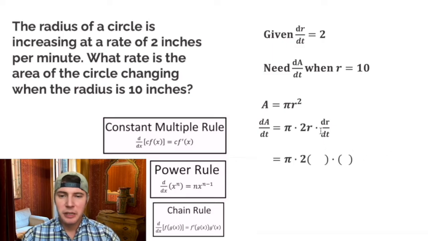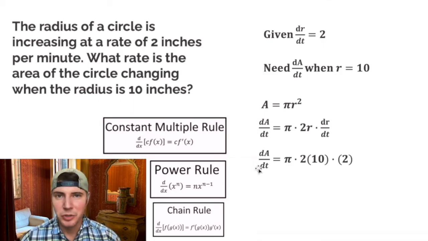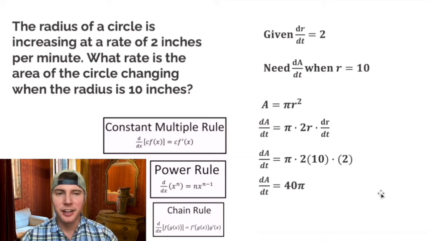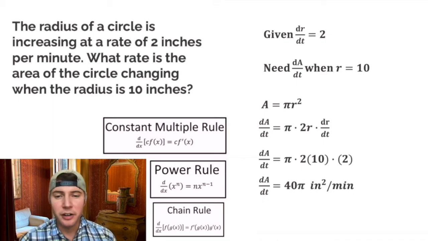Now on the right-hand side, we can plug in 10 for the r and 2 for the dr/dt. And on the left-hand side, we can't plug anything in because this is what we're solving for. To clean this up, 2 times 2 times 10 is 40, and then the pi is still there. To give it a label, this is the change in area over time. So it'll be inches squared for area and minutes for time.